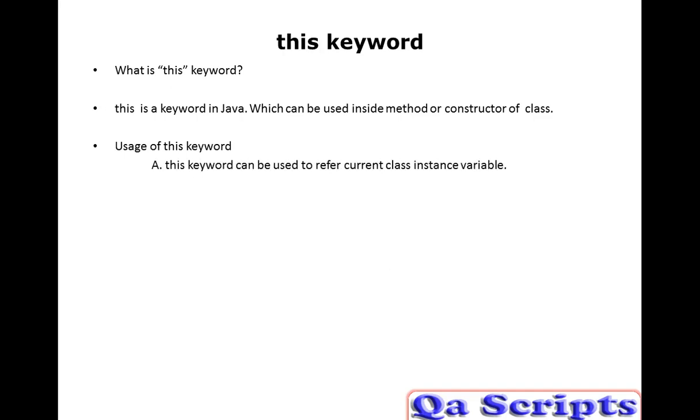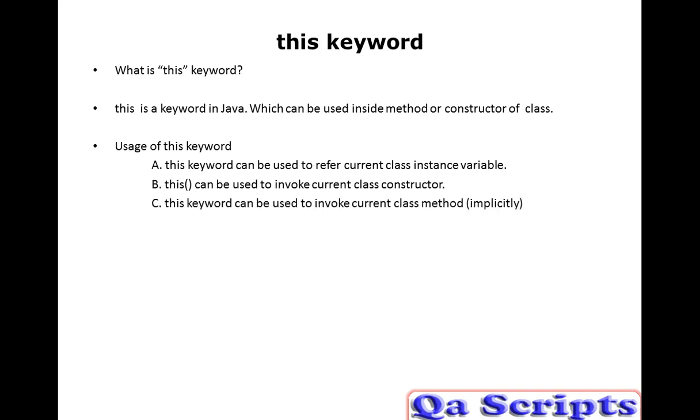First usage is this keyword can be used to refer current class instance variable. We will see with a detailed example in later slides. First, let us try to understand what are the different uses of this keyword first. Second usage is this keyword can be used to invoke current class constructor.